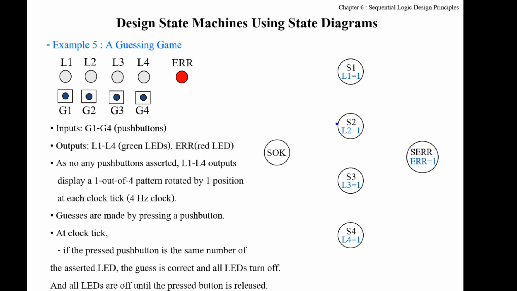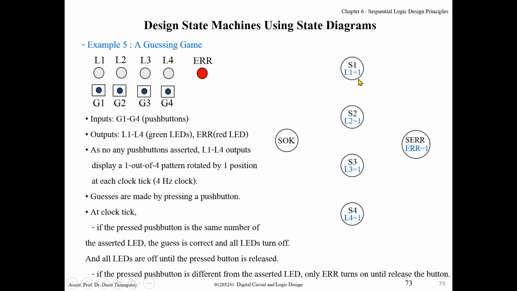For state S2, only L2 is active, S3 only L3 active, S4 only L4 active, and SOK has no output active, which means all LEDs will turn off. And the last state is SERR, the error state, where only the ERR LED turns on. So now we have got 6 states, and you already know the output for each state.